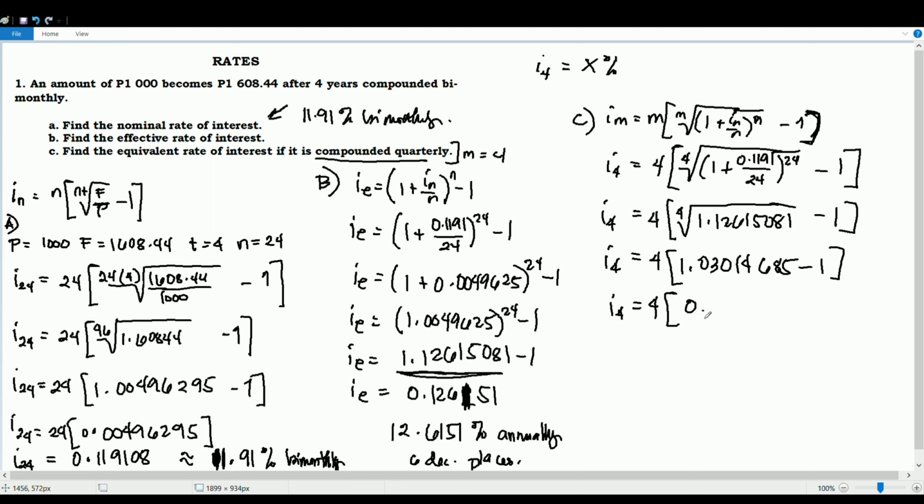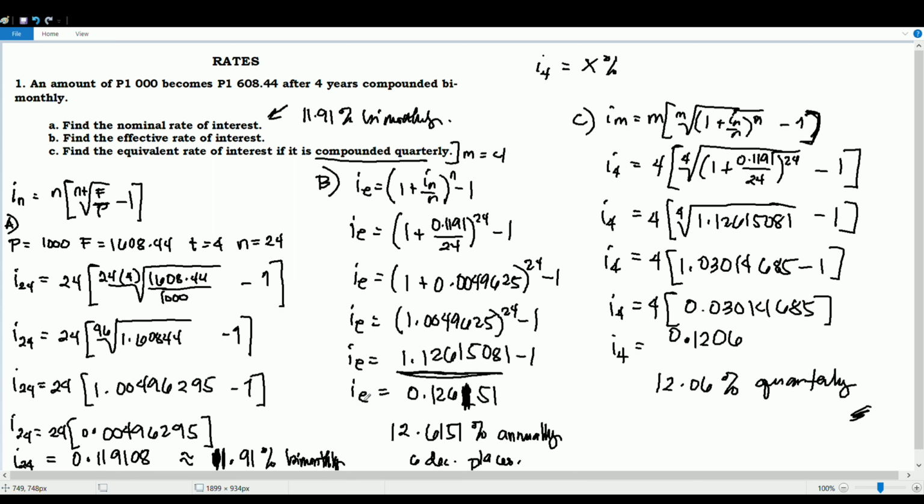So we have 0.03014685. Multiplying these two numbers, it gives us, in 4 decimal places, 0.1206 or 12.06% quarterly, compounded quarterly. Okay?